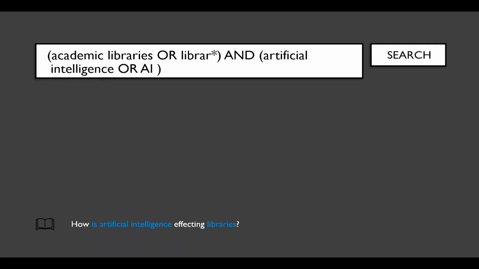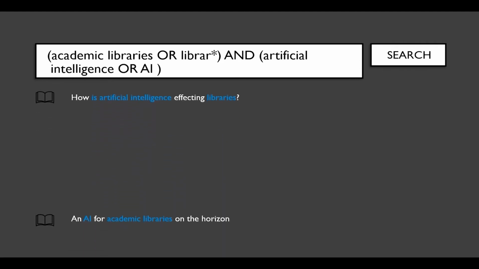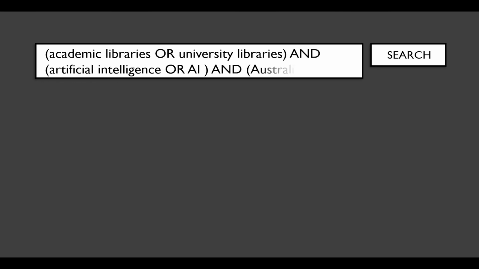We can add multiple sets of nested terms within a search. For example, we could add a few search terms to our example. Placing brackets around both concepts then asks the database to retrieve either option from each set of brackets. If you need to add other concepts, for example, if we wanted papers with an Australian focus, you can add another set of brackets.